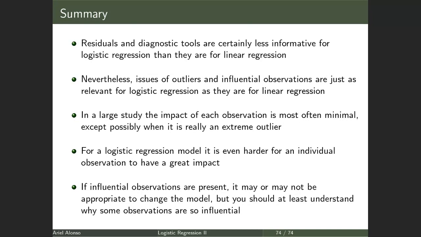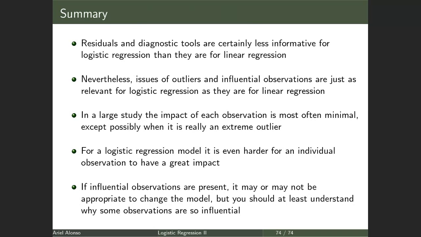And if you have an influential observation, if you detect one, it may or may not be appropriate to change the model. That's something you need to discuss, but you should at least understand that you have some influential observation. I may fit the model with them, without them. Like in this case, in the Donner Party data, we detected some lack of fit. Should I change my model, or shouldn't I? What is the right thing to do is not always clear.